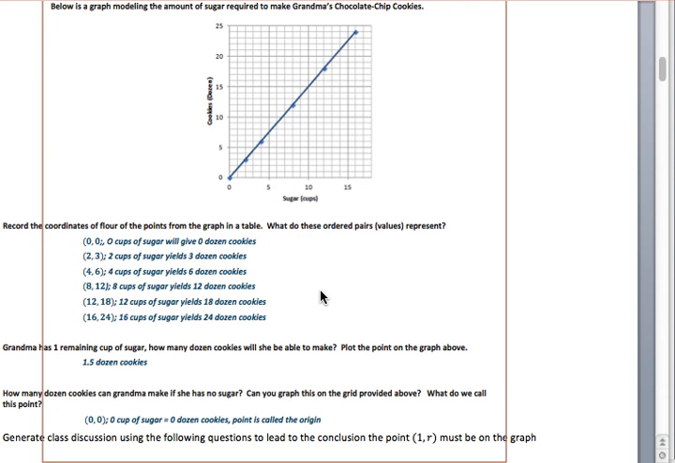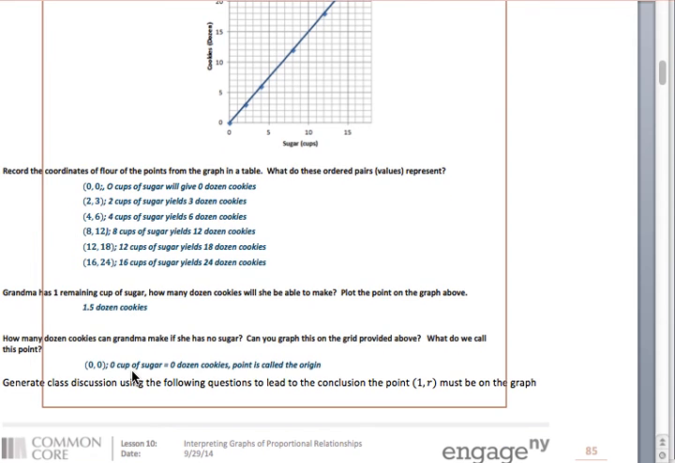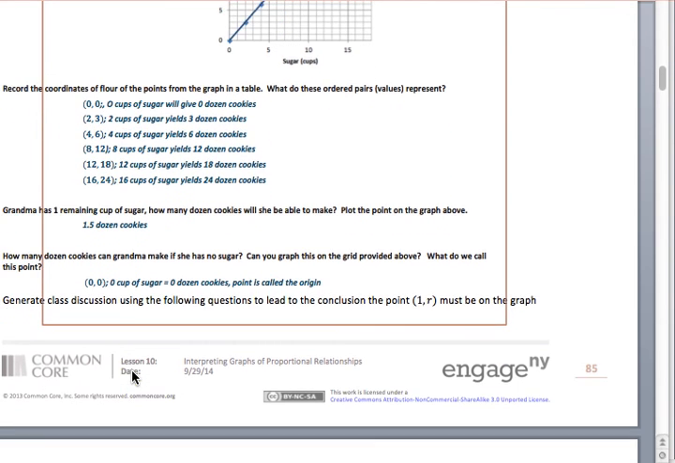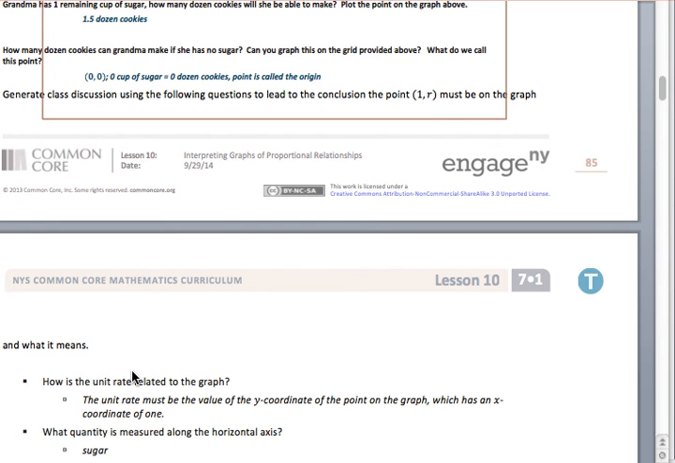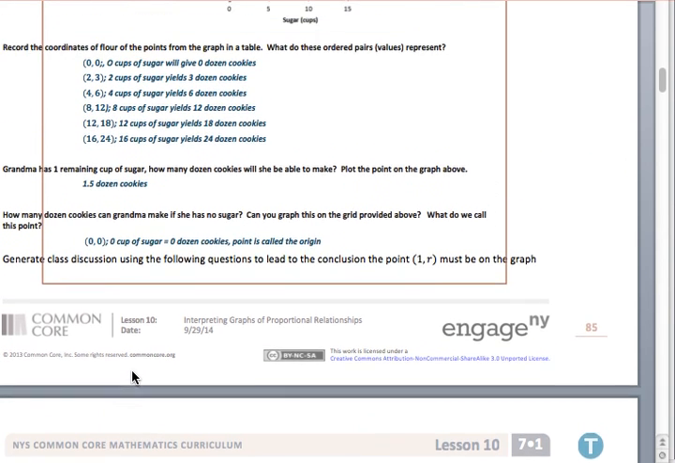Our relationship of sugar and cookies is slightly different than our relationship of flour and cookies. So when we divide our y value by our x value, 3 divided by 2, we get 1 5/10, or 1 1/2 dozen cookies. And our constant of proportionality in this case then would be 1 5/10, which we could then create an equation from in the same way that we did with flour.